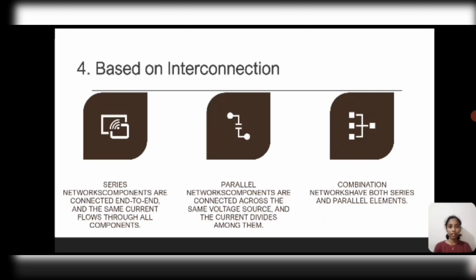Based on interconnection, in a series network the components are connected end to end and the same current flows through all the components. In a parallel network the components are connected across the same voltage source and the current is divided among them. Combinational networks have both series and parallel elements.